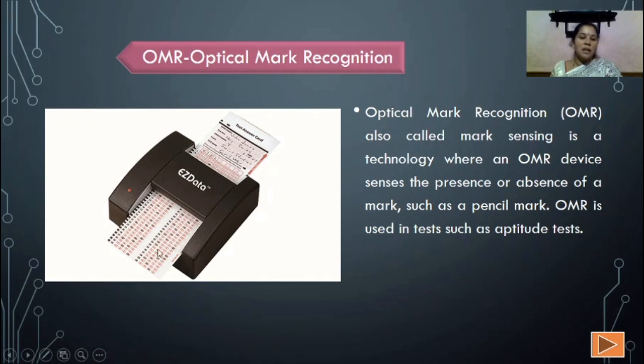The result is generated through your system. There is no manual correction happening in this answer sheet. So that is why it is used for aptitude tests. There cannot be any malfunctioning happening in your tests or your exams.